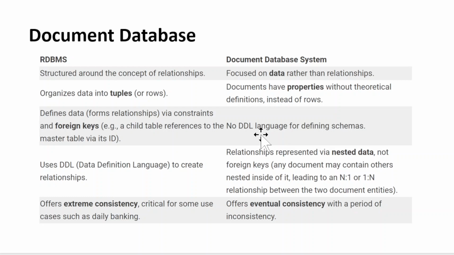And so the RDBMS offers extreme consistency, critical for some cases such as daily banking. We don't want errors. That's part of the RDBMS: I don't want duplicates, I don't want errors, I don't want misspellings. I want my database to be what they call the golden source of truth. Whereas your document database offers eventual consistency, with periods of inconsistency. And the period of inconsistency is not just at the beginning. It's every time a bunch of new documents are added, until the database works through how everything is related and processes through these inverted indexes.